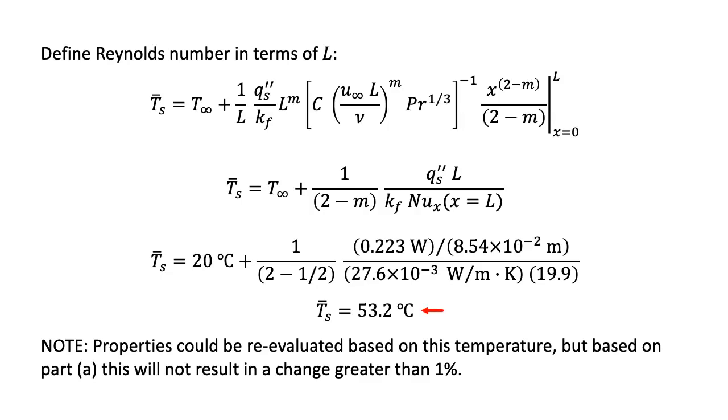Note that we could use this result to reevaluate properties and repeat this calculation, but based on part A, this will not result in a change greater than 1%. Thus, we conclude it is not necessary based on the limited accuracy of these results.